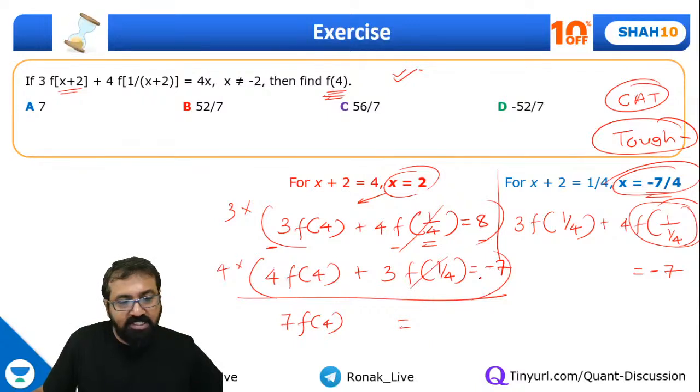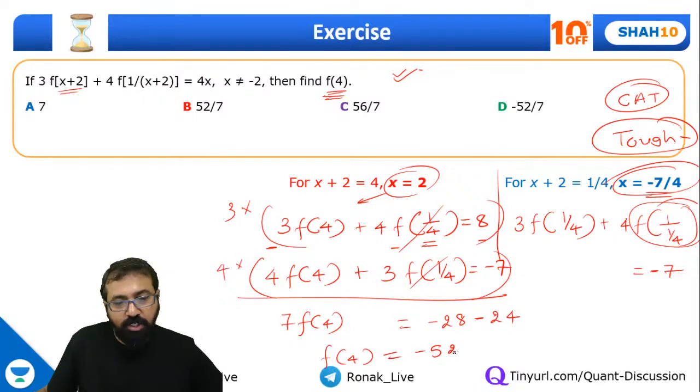And on the left hand side I'll get minus 28 plus minus 24. So f of 4 will be equal to minus 52 by 7.